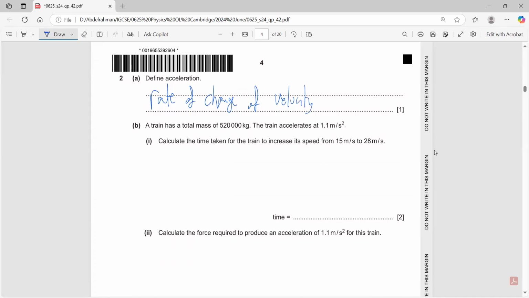A train has a total mass of 520,000 kilograms. It accelerates at 1.1 meters per second squared. Find the time taken to increase the speed from 15 meters per second to 28 meters per second. Acceleration equals v minus u over t. To find the time, it would be v minus u over a. 28 minus 15 over 1.1. This would give you a time of around 12 seconds.